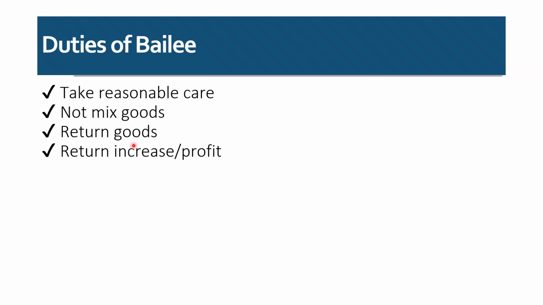Once the purpose of the bailment is complete, the bailee must return the goods immediately. And the last one is to return the increase or the profit. If goods generate any profit, it must be returned. For example, if you give a cow for safekeeping and it gives birth, the calf must be returned. These duties again safeguard the bailor's property.